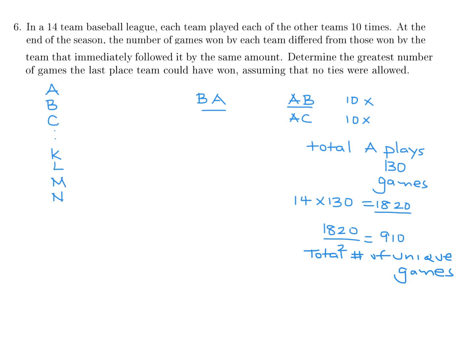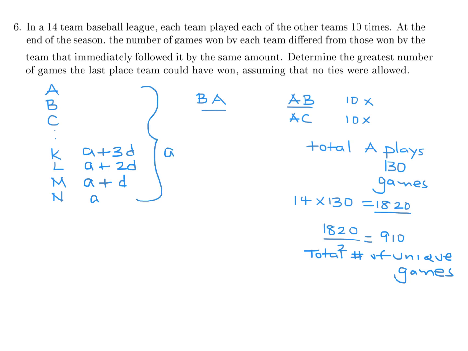All right. Well, we've got the total number of unique games. And then they're saying that the number of games won has this kind of unique pattern that it differs by the same amount. So, for example, if the number of games won by N is A, the number of games won by M would be A plus D. The number of games won by L would be A plus 2D. The number of games won by K would be A plus 3D. So as you can see, this is forming an arithmetic sequence.